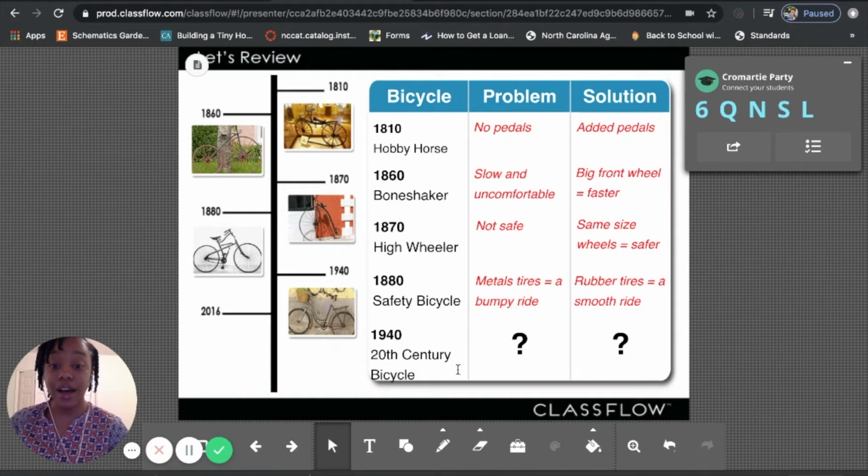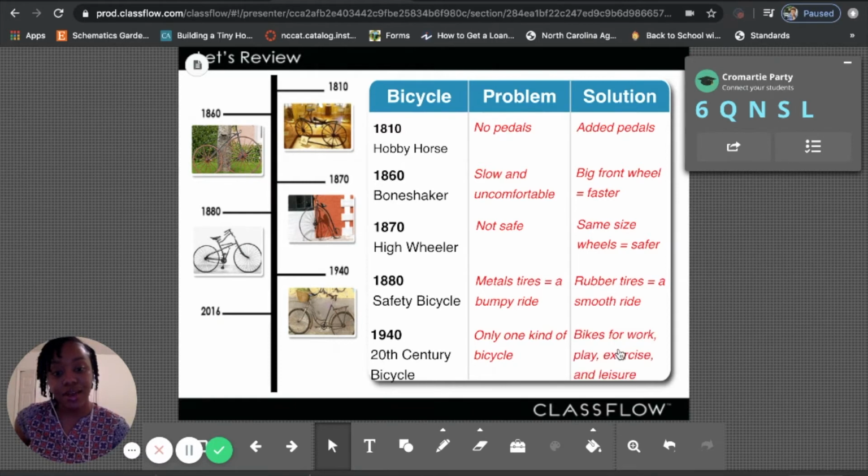One problem with the 20th century bike was that there was only one kind of bicycle. And the solution was bikes for work, play, exercise, and leisure. That means they fit all purposes, whether it was for work, for play, exercise, or just to hang out.